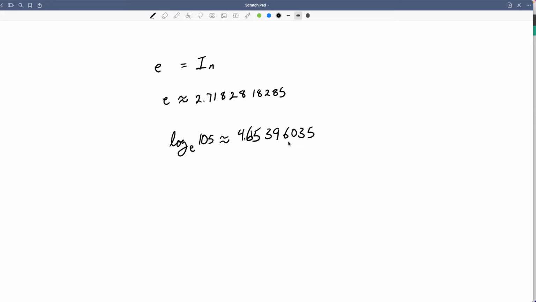That means that since the exponent is a logarithm, we can also write it like this. 105 is approximately equal to e to the 4.65396035. Instead of writing log e, we usually write the abbreviation ln here. So we usually just write ln instead of log e, so there's no confusion.